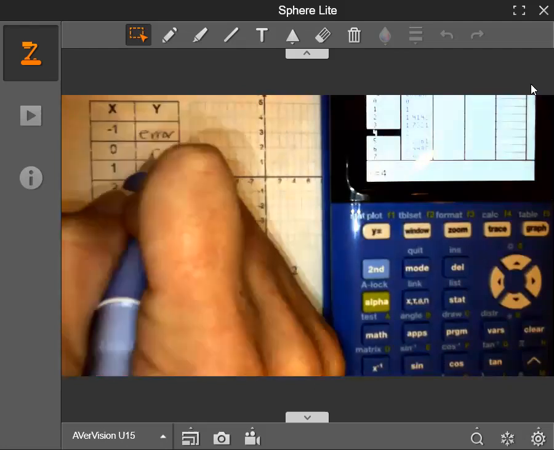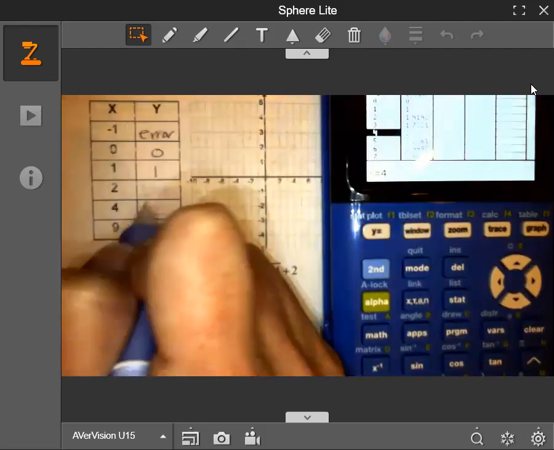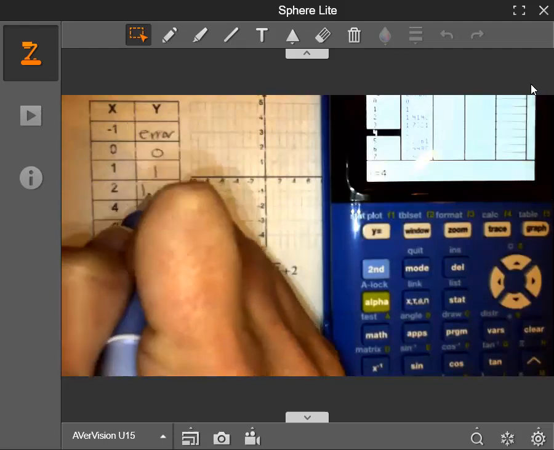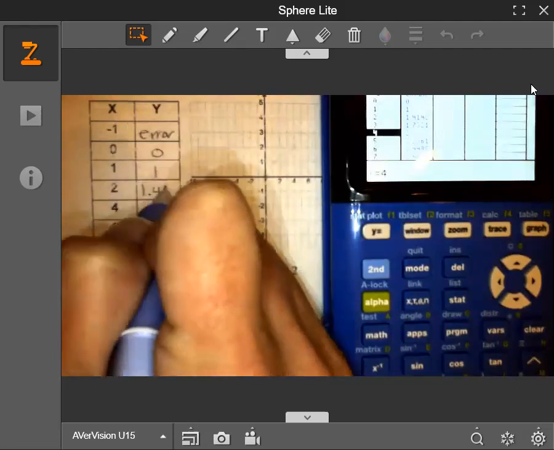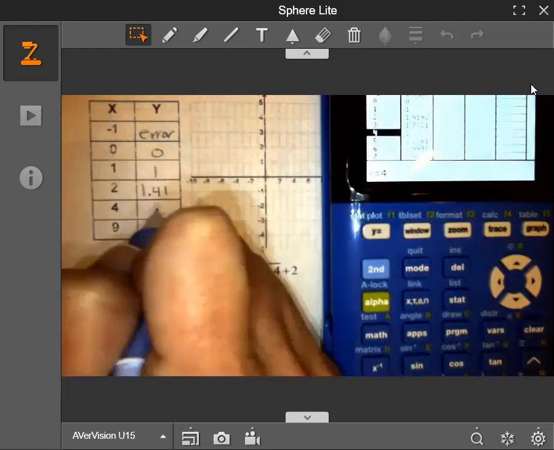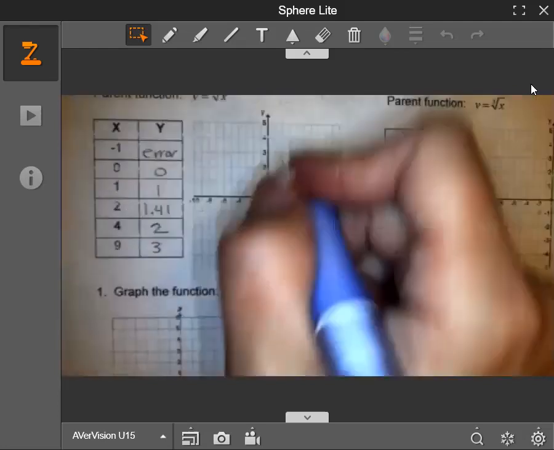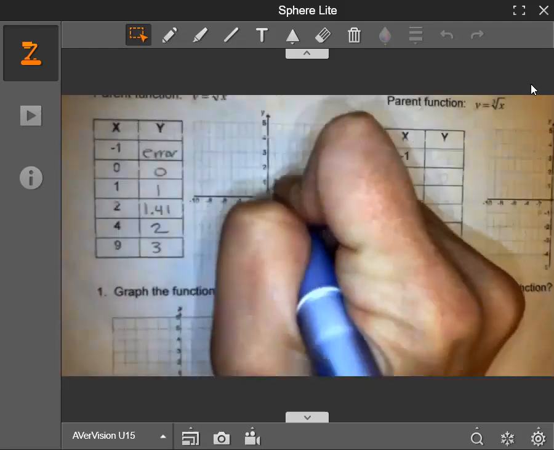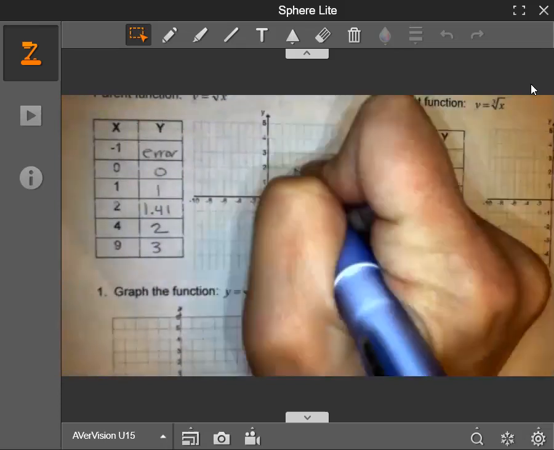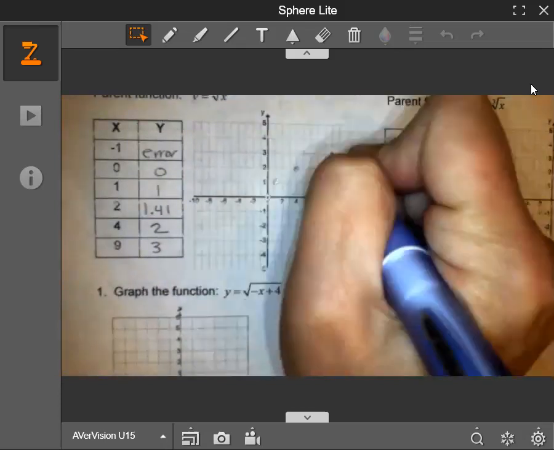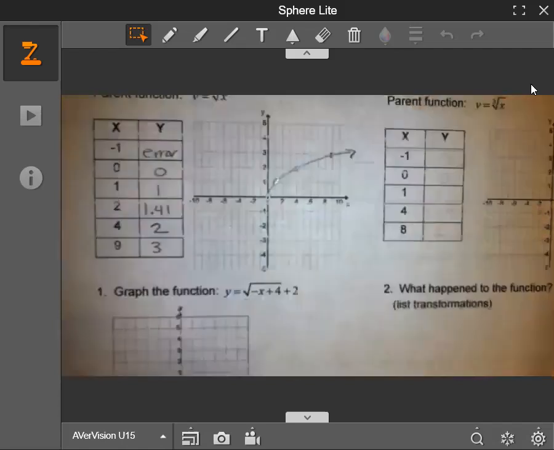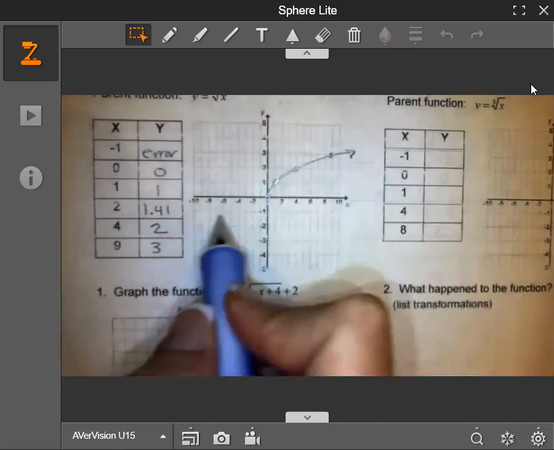Now, the square root of 0 is 0. The square root of 1 is 1. The square root of 2 is 1.41, and again, we wouldn't want to focus on that, and the square root of 4 is 2, and the square root of 9 is 3. So I'm going to go ahead and put those on my paper here so we can see that. So 0, 0, 1, 1, 4, 2, and 9, 3. And there is my graph. Again, the perfect squares are the ones that I just graphed there. There's nothing on the negative side and there's nothing below here.